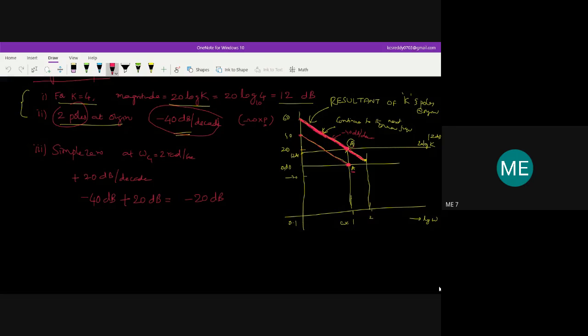This minus 40 dB is the previous one. The previous factor is this factor, which contributes minus 40 dB. When it comes to calculating with this factor, combiningly we need to add the slopes, that is minus 40 plus 20 dB. Why plus 20 dB? Because it is a simple zero. A zero contributes plus 20 dB per decade, whereas poles contribute negative slopes and zeros contribute positive slopes. So minus 40 dB plus 20 dB is equal to minus 20 dB per decade. This is the resultant after adding.